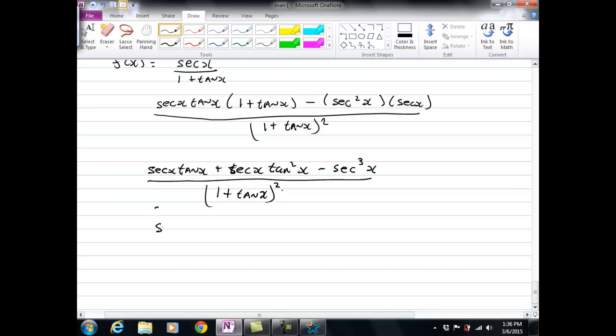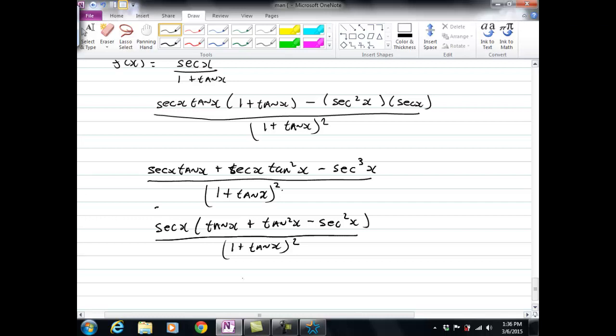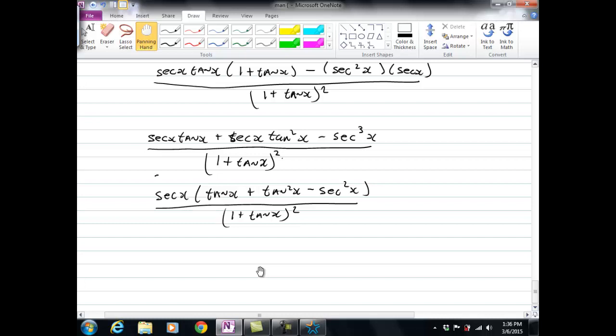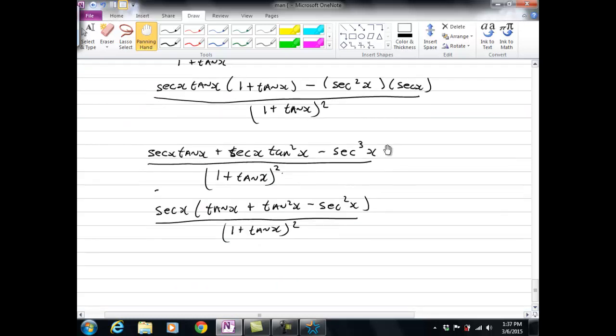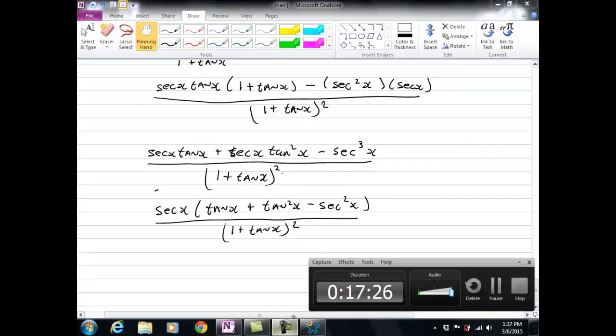So if I factor out secant x, it becomes secant x times tan x plus tan squared x minus secant squared x, all over 1 plus tan x all squared. That is how we deal with the product quotient rule using trig identities. And that is the rest of it for today.